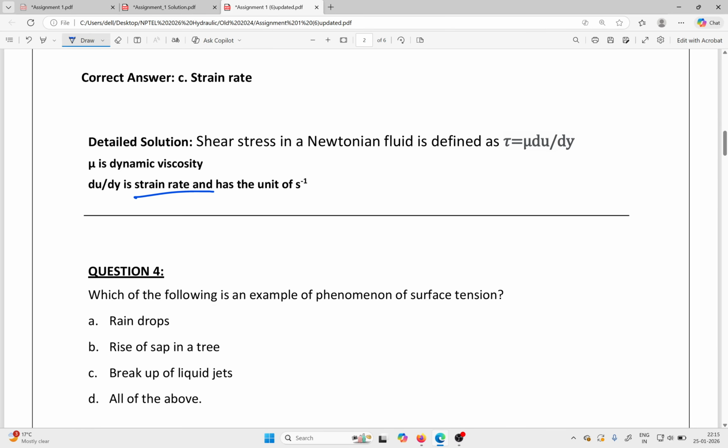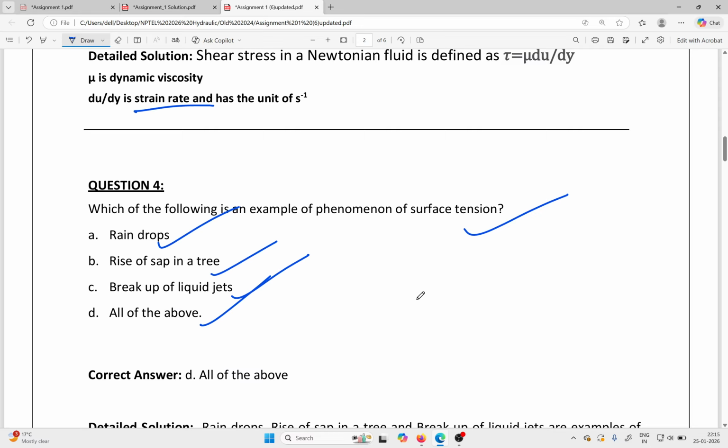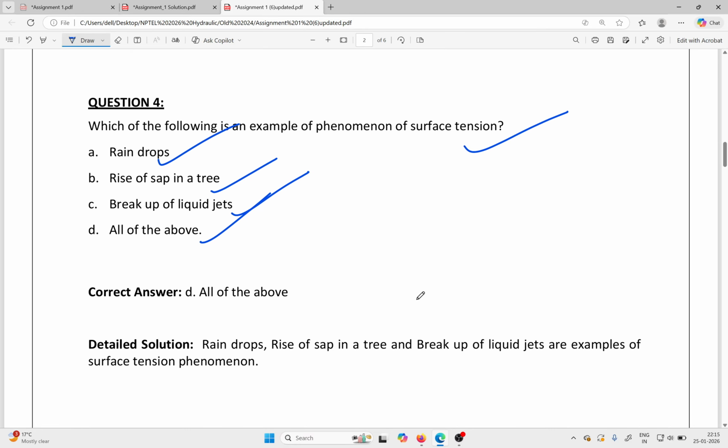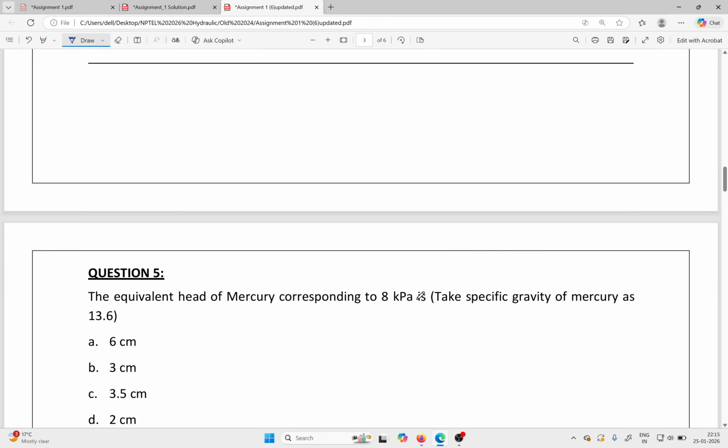Which of the following is an example of phenomena of surface tension? Raindrop, rise of sap in a tree, breakup of liquid jet, all of the above. We have already solved. So question number 4, option D will be the correct. Next question, question number 5.